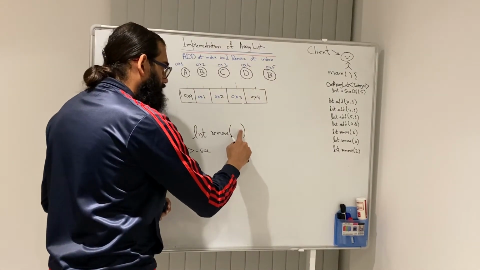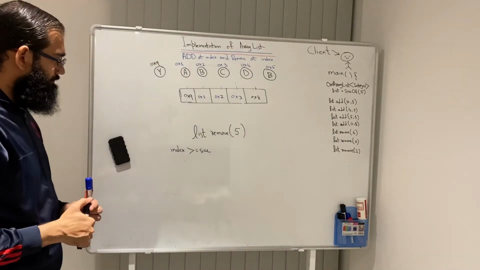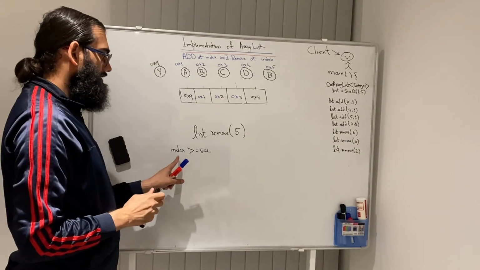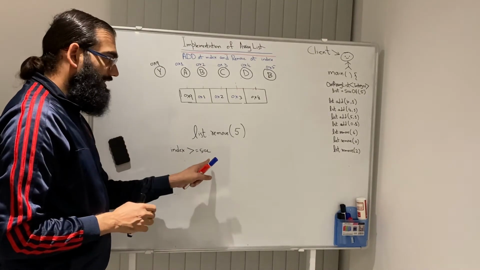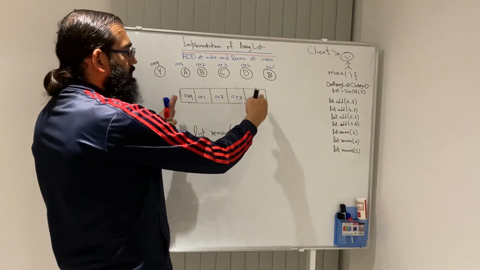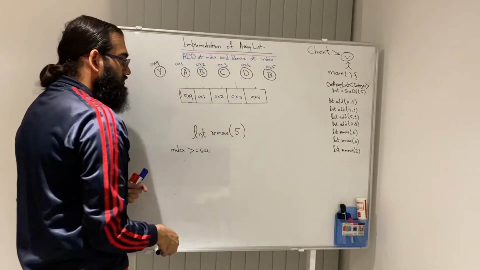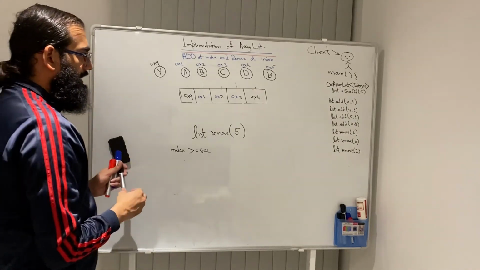But for example, we are calling 5. Then what will happen? Index is 5, greater than or equal to 5. So basically we are saying, okay, out of boundary, because originally it's 0, 1, 2, 3, 4. So that's why we will throw the exception, and it will crash.